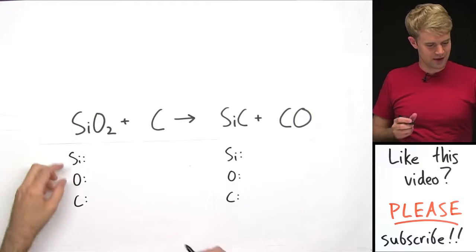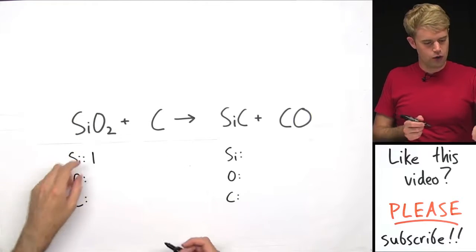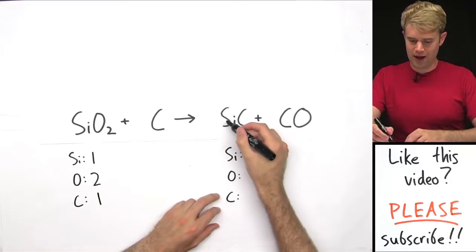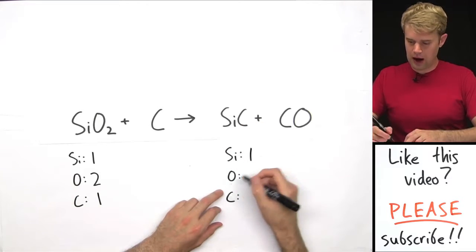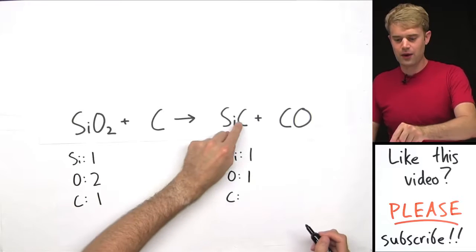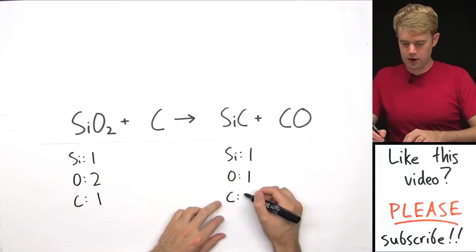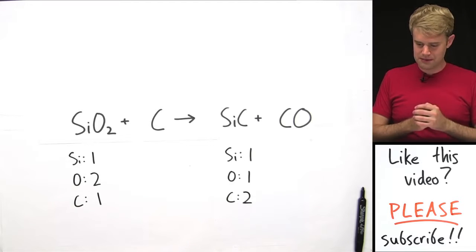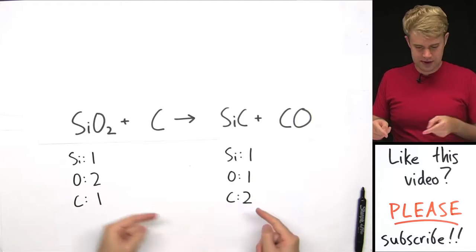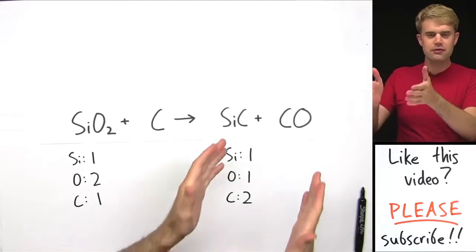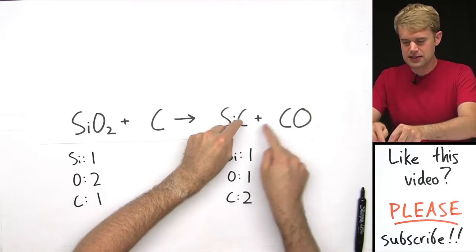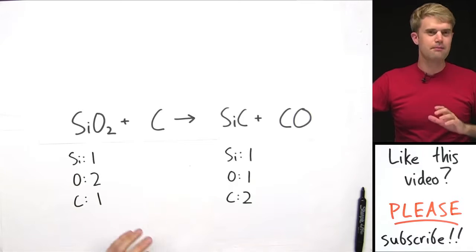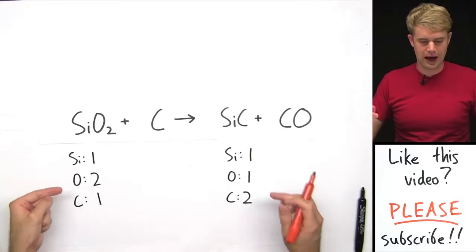Okay, let's look at what we have here. We have silicon. On this side we have 1 of them, O2, 2 oxygen, and 1 carbon. Over here we have 1 silicon. Oxygen we have 1, and carbon we have 1 plus 1, so we have 2. Okay, so what doesn't balance? Well, the carbons don't balance and the oxygens don't balance. I'm going to leave the carbon alone for now because it's in both of these compounds. So I kind of don't want to mess with it right now, but I could. I'm just going to start out with the oxygen.